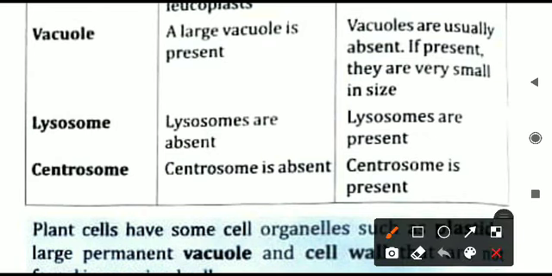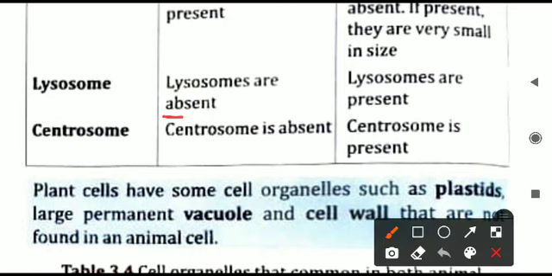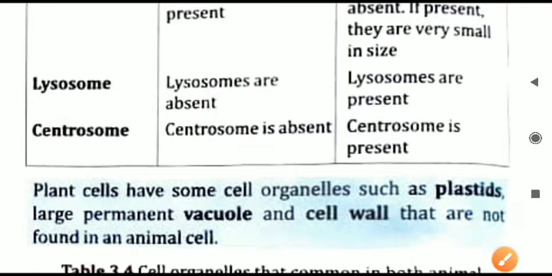Next is vacuole. A large vacuole is present in the diagram also. In the case of the animal cell, generally it is absent. Vacuole is not found, but in case it is present, then they will be of very small size. Next is lysosomes. Lysosomes are absent in the case of plants, but in the animal cells, lysosomes are present.